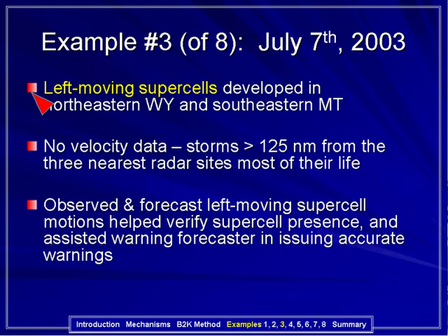In this next example, we're going to be looking at some left-moving supercells, and this was especially important because this is a case where we didn't have velocity data, and we compared the observed storm motion to the forecast left-moving supercell motion to help verify that we actually had supercells. And again, this is an actual event that a forecaster here worked, and he used it to identify the storm as being a supercell versus, let's say, a strong multicell. This can be especially important in the west, too, where you don't have as much radar coverage. You have reflectivity coverage, but you don't have velocity data everywhere, and you can use this to help identify the presence of supercells.